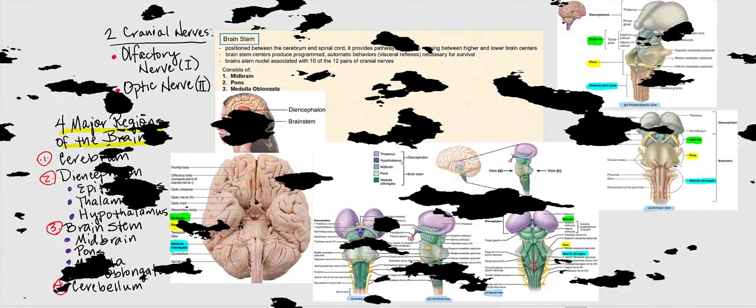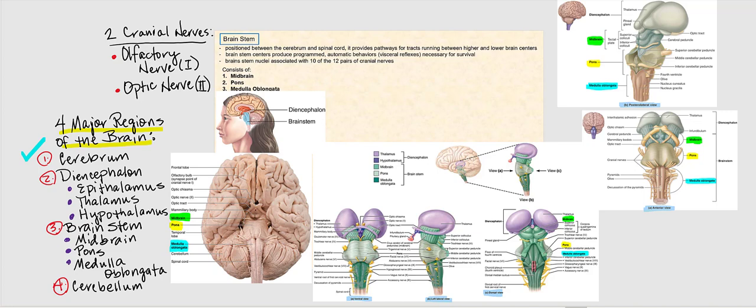So let's look at the four major regions of the brain. We've already discussed the cerebrum, the diencephalon, which consists of the epithalamus, the thalamus, and the hypothalamus, the brainstem, which consists of the midbrain, the pons, and the medulla oblongata, which is what we're getting ready to discuss, and finally the cerebellum, which will be the last major region of the brain that we will be covering.